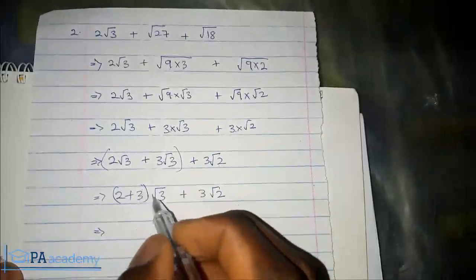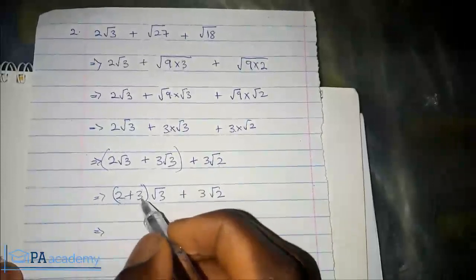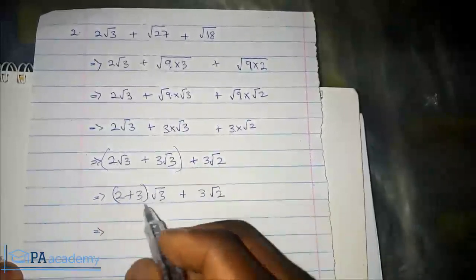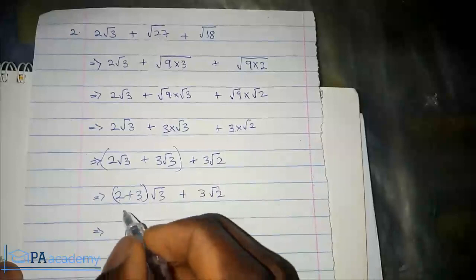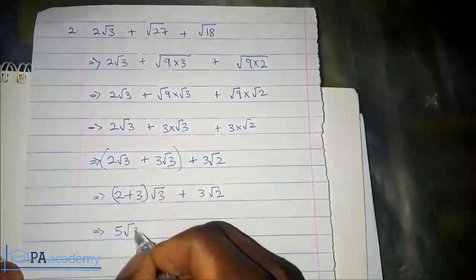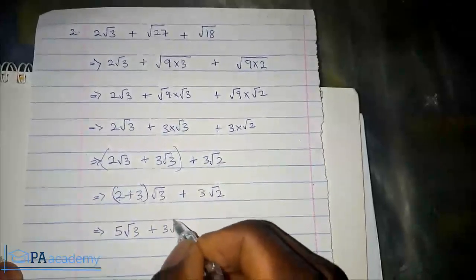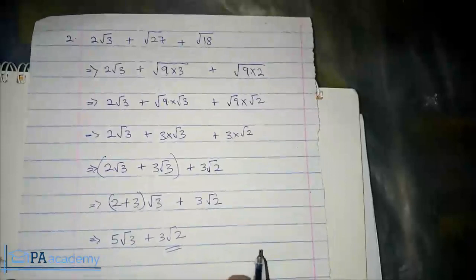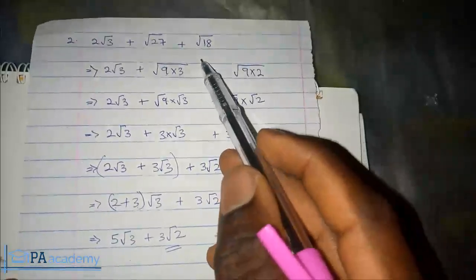So if you should use root 3 to multiply 2 and multiply 5, we are going to arrive at this. So we can write it as this. So that will give us 2 plus 3, that's 5 root 3 plus 3 root 2. So this is our final answer for question number 2.